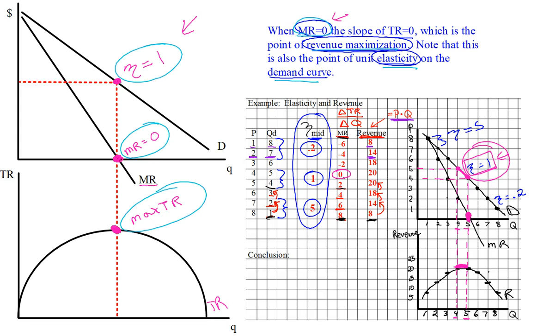Let's just finish by reading this statement up here. When marginal revenue is equal to 0, the slope of total revenue is equal to 0, because the slope of the total revenue is called marginal revenue, and that will be the point of revenue maximization. Note that this is also the point of unit elasticity on the demand curve. Those three concepts all connect together. That's important, and it has to always be true. Elasticity equals 1, marginal revenue equals 0, maximizing total revenue.